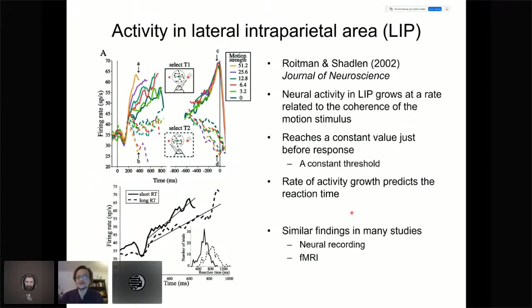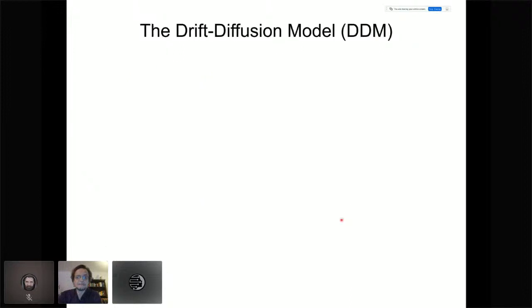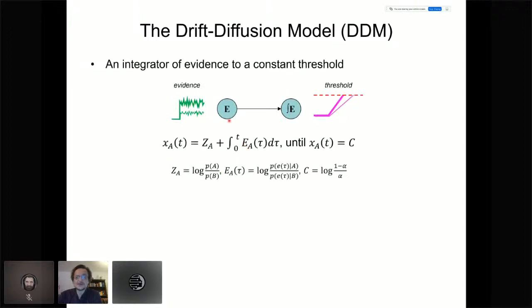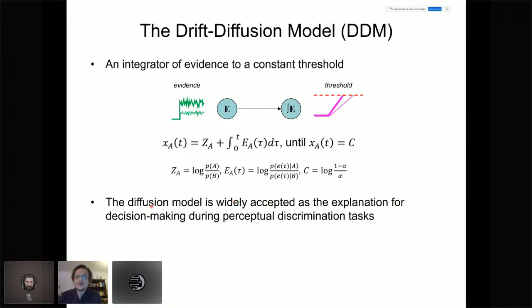And there are many, many studies that have supported this model with neural recording in many regions and many tasks, as well as functional imaging, EEG, you name it. So the drift diffusion model is well supported. It's essentially integrating evidence to a constant threshold. So you have some noisy evidence that might be strong or weak, and then you integrate it, and then you bring it to a threshold either quickly or slowly. And you can express it, let's say, with this kind of equation where you start at a prior, integrate until some threshold. And so the diffusion model is now widely accepted as the explanation for decision-making during these kinds of perceptual discrimination tasks.